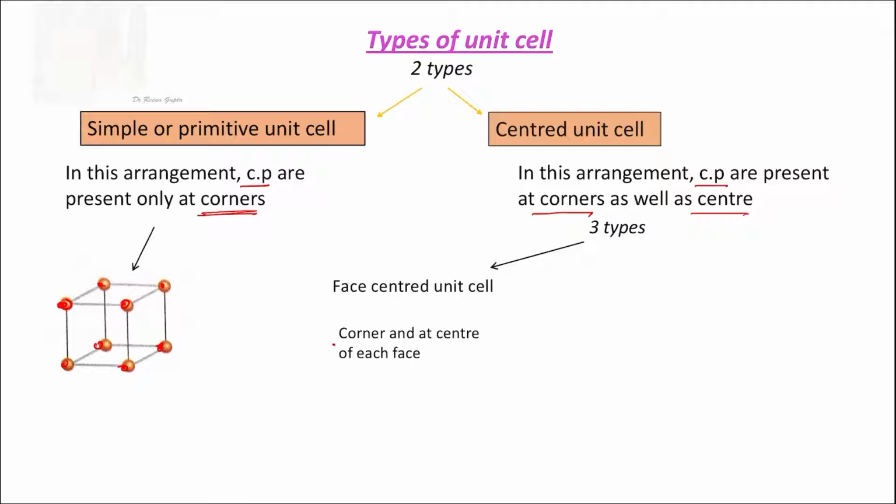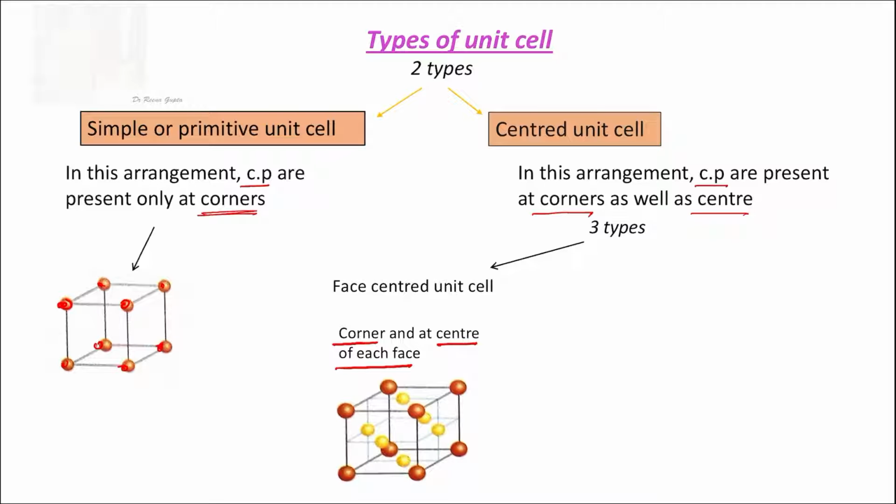Okay, so in this face centered unit cell, the constituent particles are present at corners as well as the center of each face. Okay, like this. So this is a face, and a constituent particle is also present at the center of the face. Again, I am considering another face, and the constituent particle is present at the center of this face. And again, this is another face, and the constituent particle is present in the center. So at the centers of all the 6 faces, the constituent particles are also present. Okay, so this is the face centered unit cell.